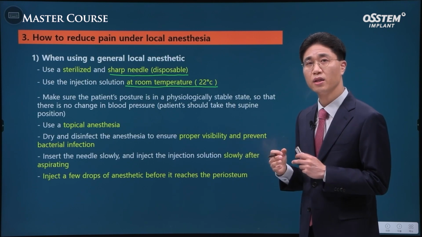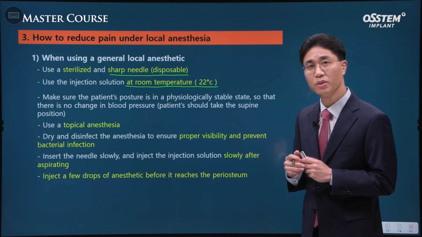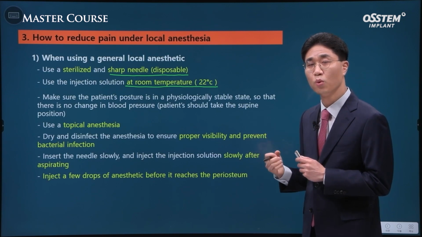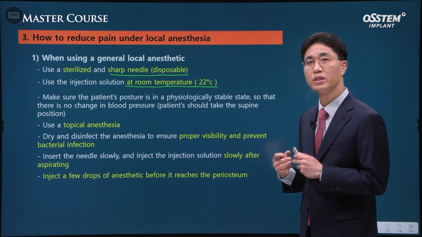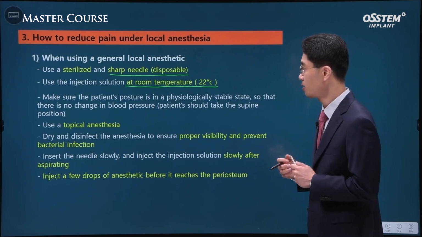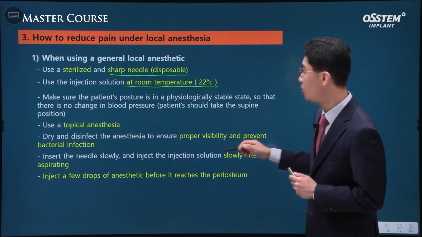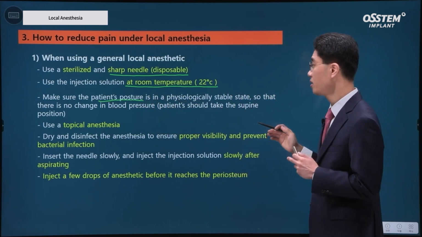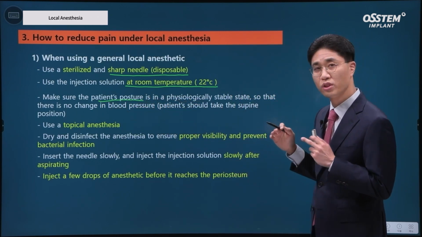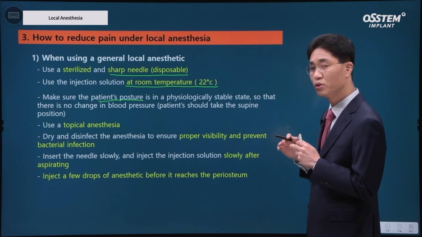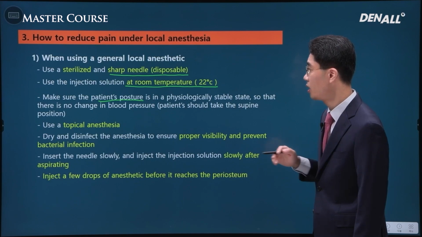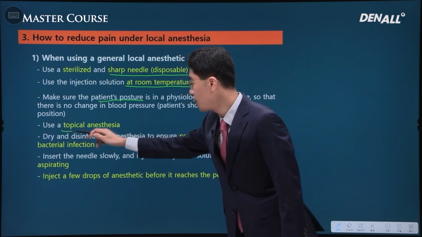If the weather is extremely cold or if the room temperature is quite low, you need to use additional measures such as a warmer to keep the ampoule warm. This is a way to minimize patient pain. Patient position needs to be, if possible, in a stable supine position. This is necessary to keep the blood pressure stable. We need to pay attention to that as well.